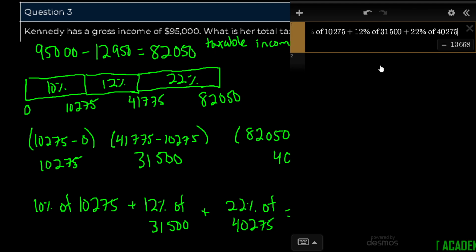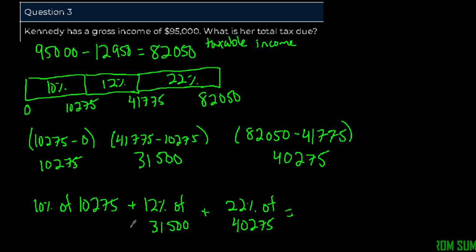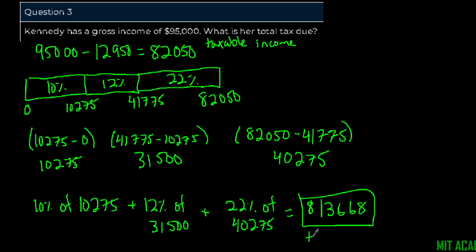So 13,668. So I'll write that number down inside here. So I'm going to say total taxes due. What did I say? 16? No, 13. 13,668. That's again total taxes due. All right.